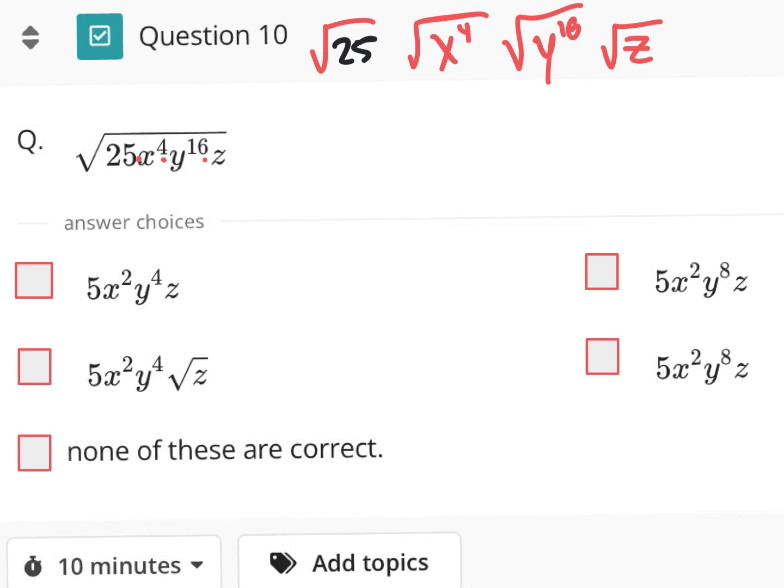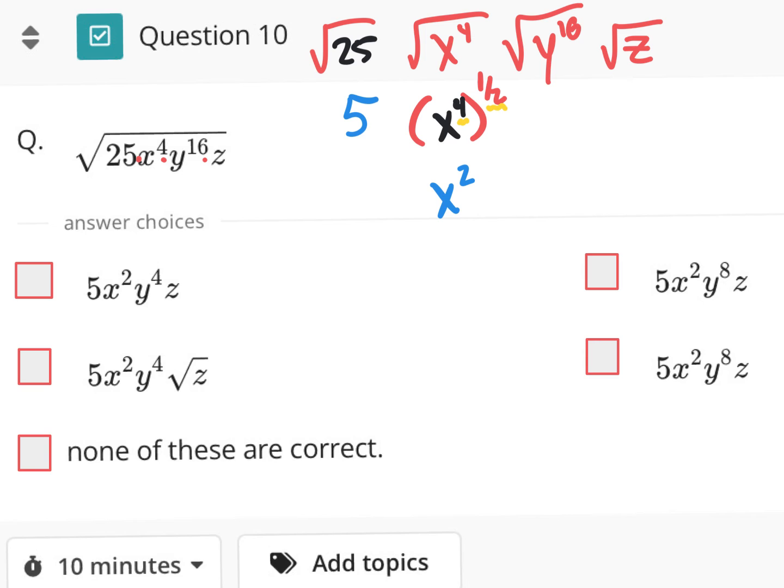Okay, so I could do the square root of 25. That gives me the nice, beautiful answer 5, no more root. I could do the square root of x to the 4th. Remember, a square root is really the power of 1/2. And what's in there, it's an x to the 4th. So a power to a power, you multiply. 4 times half is 2. So you really end up with x squared. Half of 4 is 2.